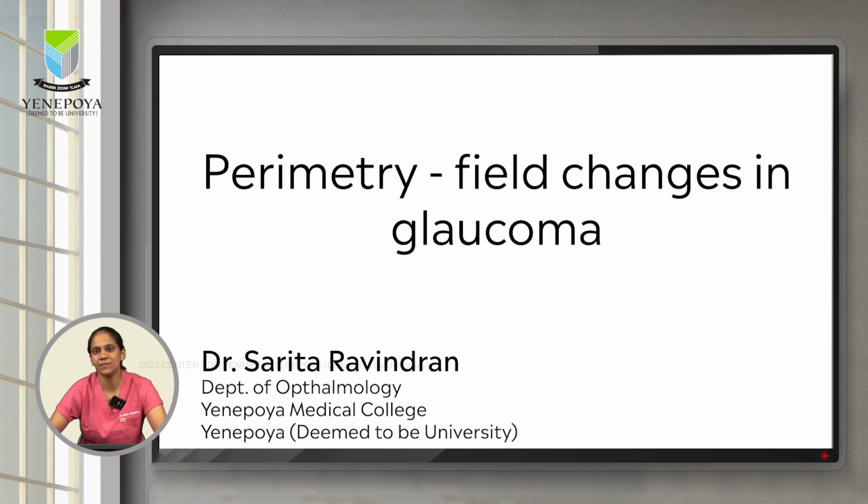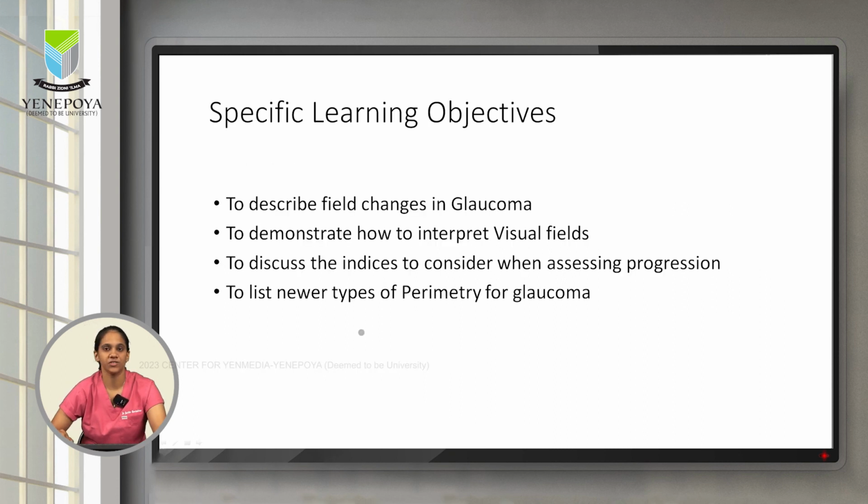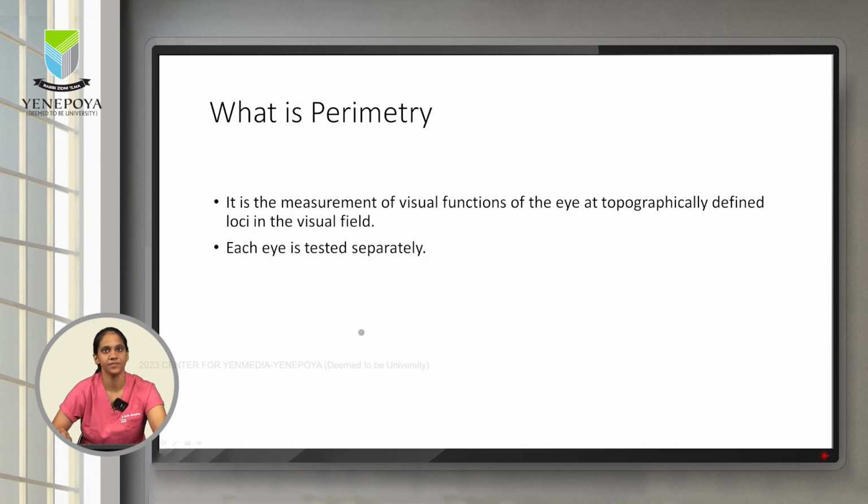We are going to be seeing about field changes in glaucoma that can be diagnosed using the perimetry. So the objectives of our session would be to describe field changes in glaucoma, to demonstrate how to interpret visual field changes, to discuss the indices to consider when assessing progression, and to list newer types of perimetry for glaucoma.